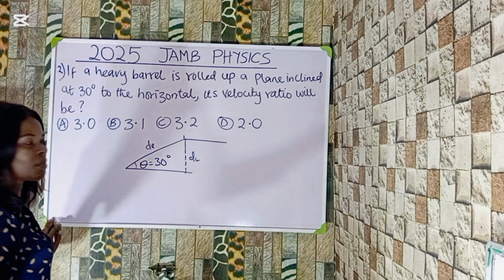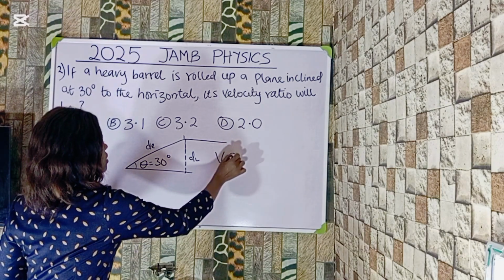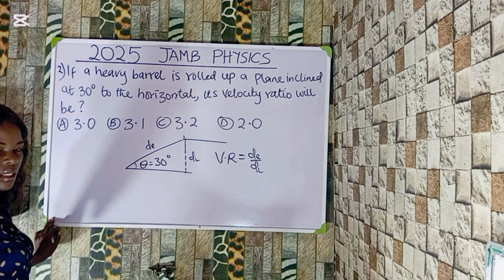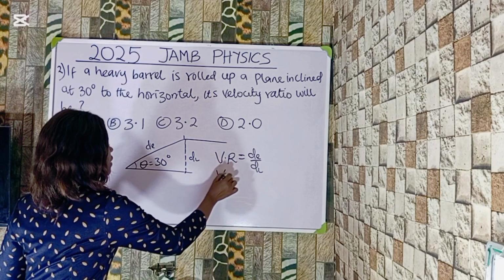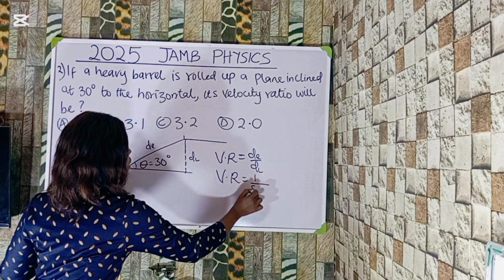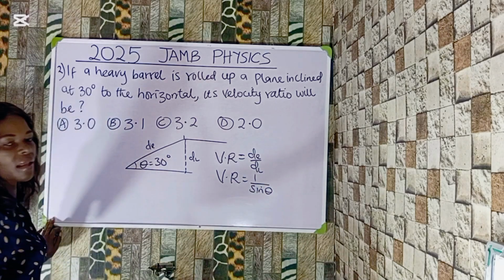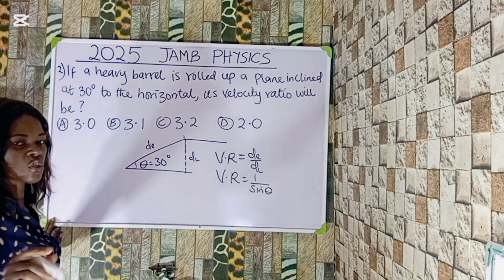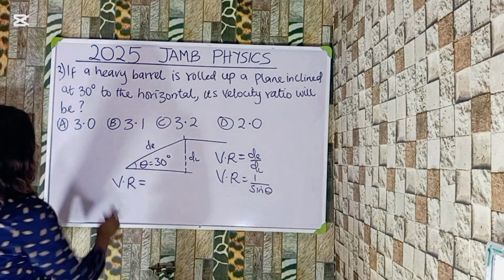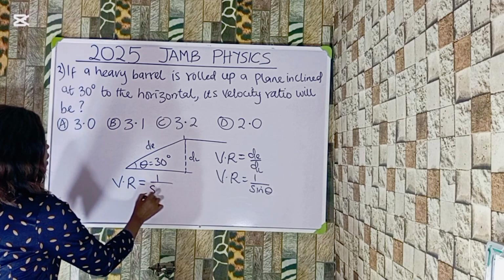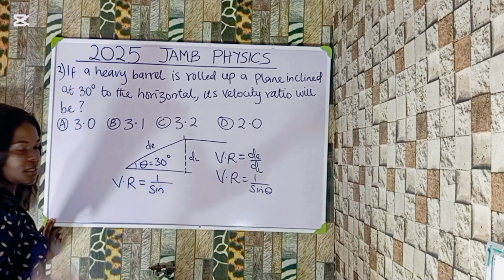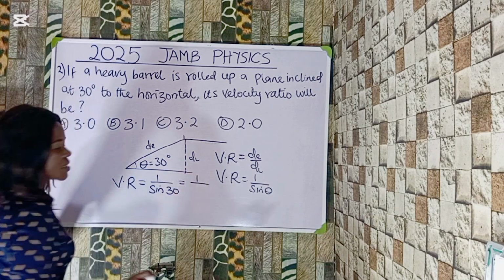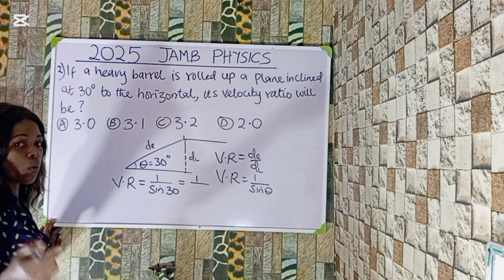And we still remember that the velocity ratio is equal to the distance moved by effort over the distance moved by load. Is that clear? And we also remember that velocity ratio is equal to 1 over sine theta. Now from this question, we are given the angle to be 30 degrees. So we are going to use the velocity ratio equals 1 over sine theta. Velocity ratio is equal to 1 over sine 30. What is sine 30? Sine 30 is 0.5 or 1 over 2.